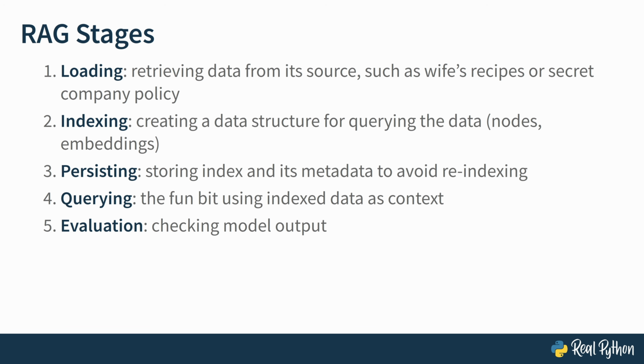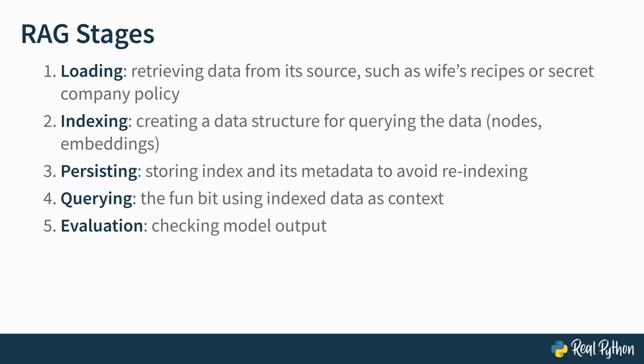The AI model can actually interpret the data. And so there are things called nodes and embeddings that you will come back to later in the course. Then there's persisting. That means storing an index and its metadata to avoid re-indexing. You will cover that as well later in the course. And then there's querying, of course.